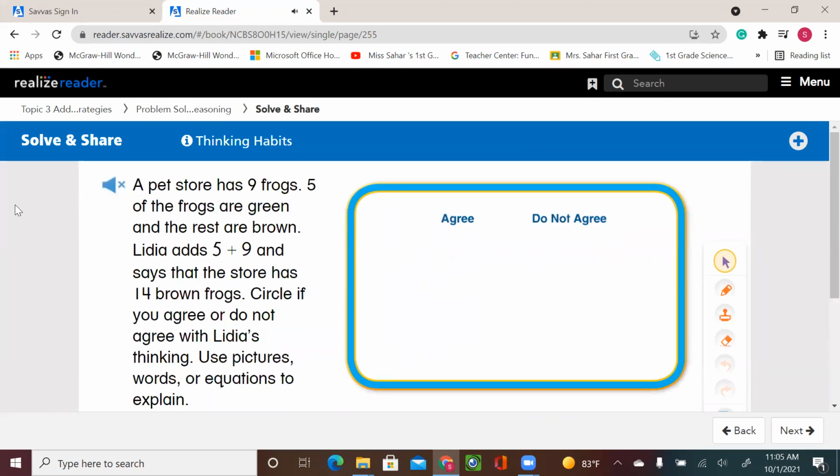A pet store has 9 frogs. 5 of the frogs are green and the rest are brown. Lydia adds 5 plus 9 and says that the store has 14 brown frogs. Circle if you agree or do not agree with Lydia's thinking. Use pictures, words, or equations to explain. All right. So let's see what we have here.